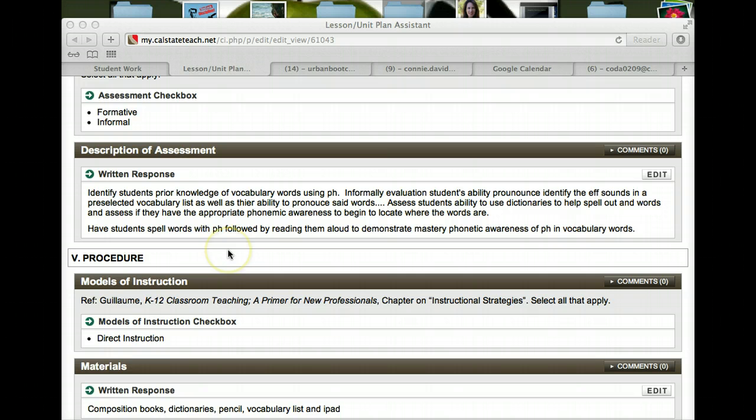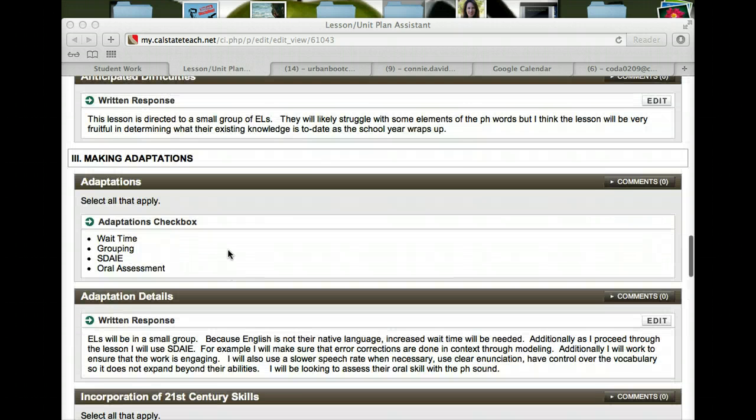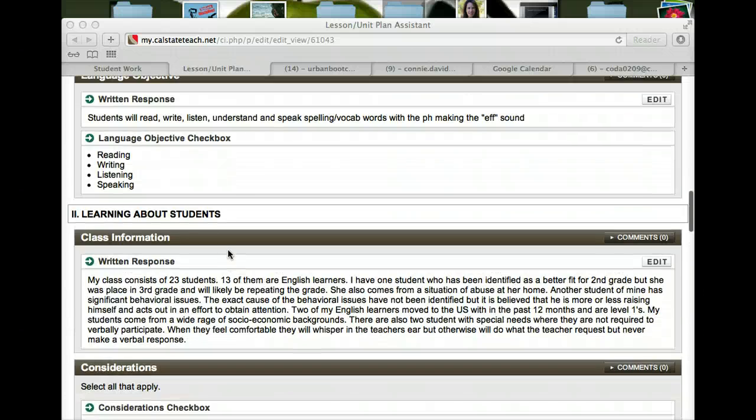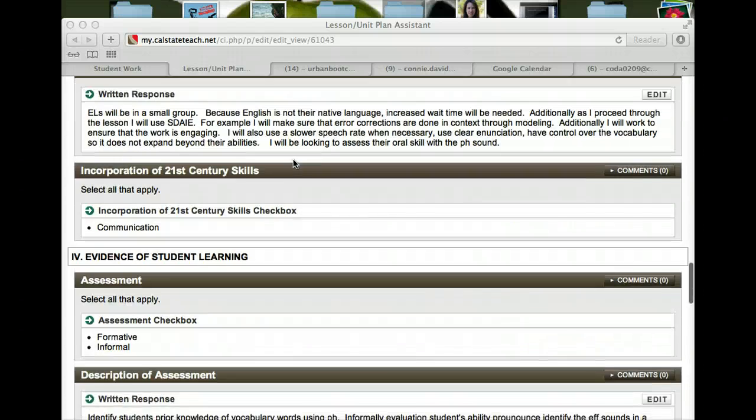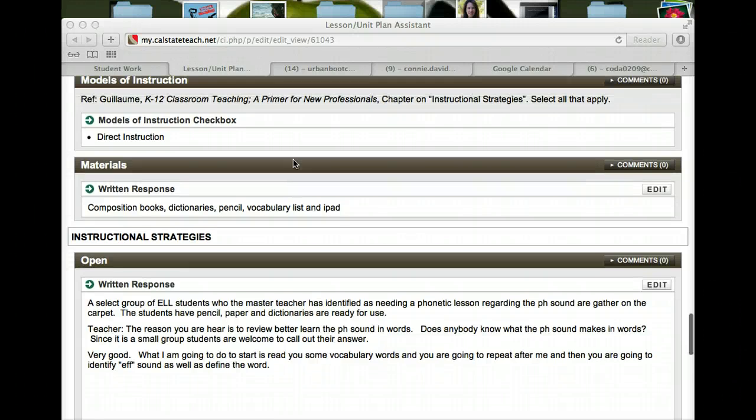So, when you're writing out your assessment up here, the students will be able to spell the word accurately, demonstrate that they know how to look up words in the dictionary, identify words that have a PH sound, be able to pronounce the PH sound in the word and the word accurately, and use a dictionary to help spell the word. I still don't get that part, but if that's what you're going to do, that's what you're going to do. Okay, let's move back down here.